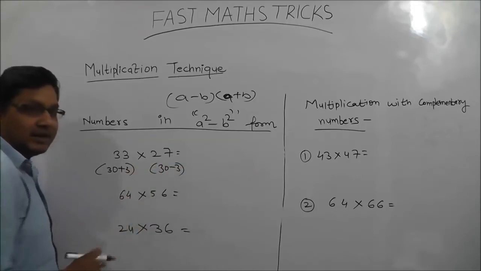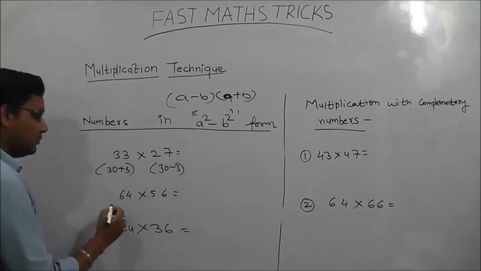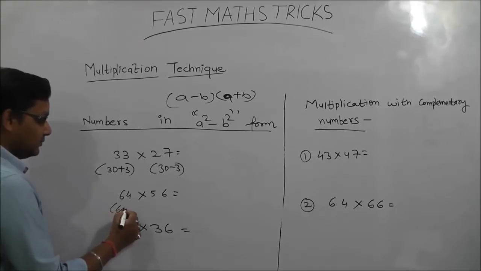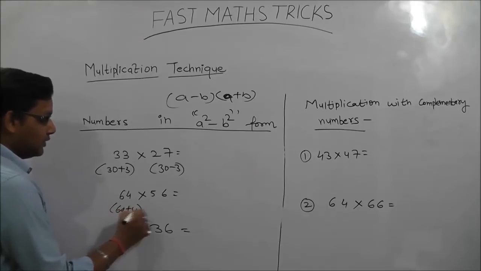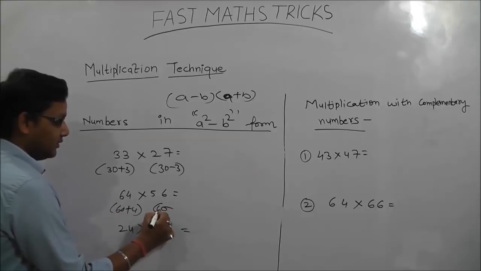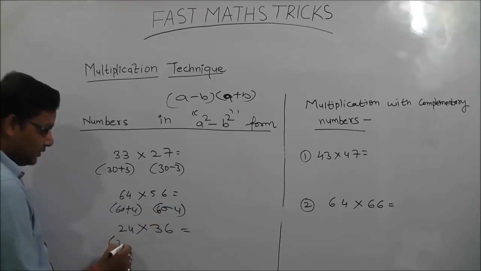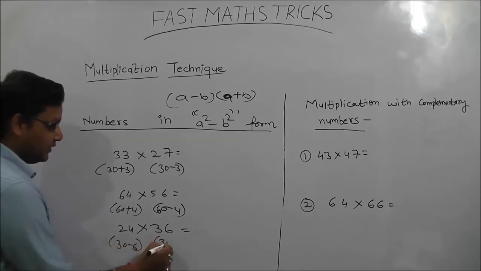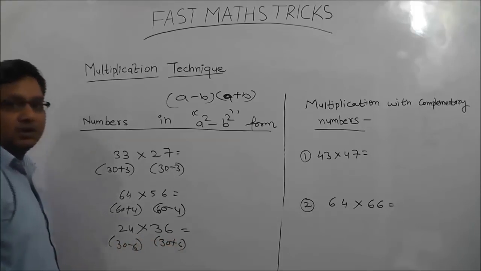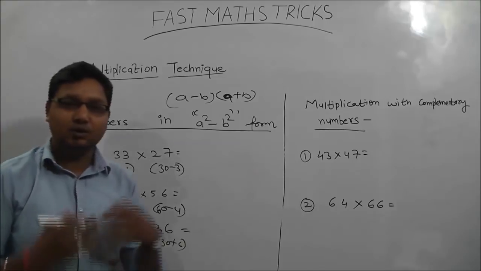So let us see the second number. This is in the form 60 plus 4, and this is 60 minus 4. And this is in the form 30 minus 6 and 30 plus 6. So all are in the form a minus b into a plus b.